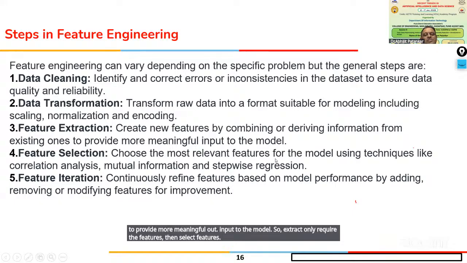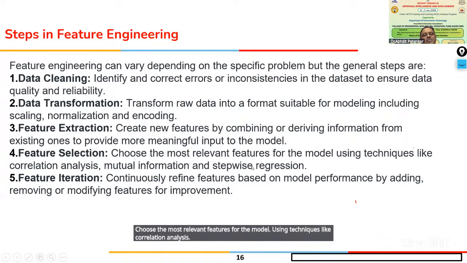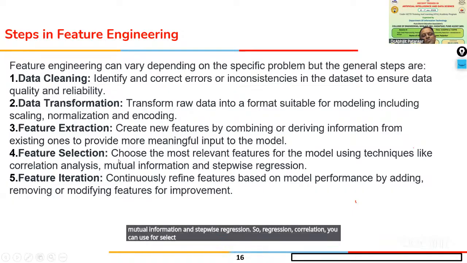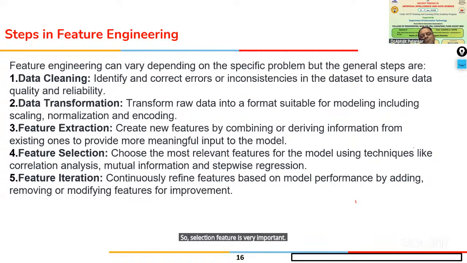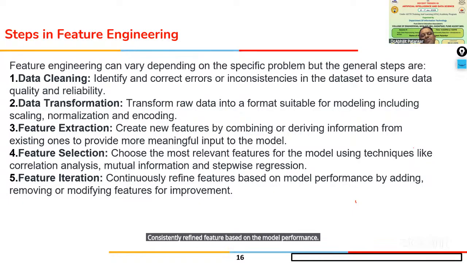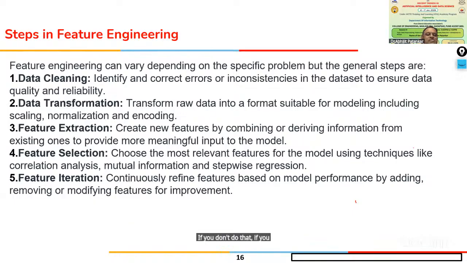Then select features: choose the most relevant features for the model using techniques like correlation analysis, mutual information, and stepwise regression. So regression and correlation you can use for selecting features. Feature selection is very important, because if you choose proper features, then your further data analysis becomes easier. And feature iteration: consistently refine features based on model performance by adding, removing, or modifying features for improvement. If you apply static features and you are not modifying them in iteration, your results get affected.